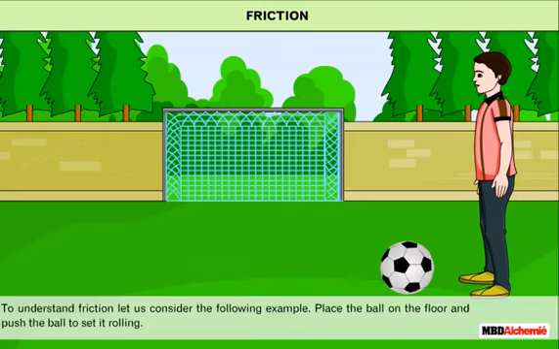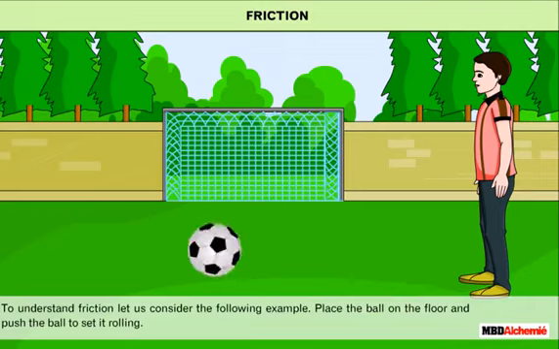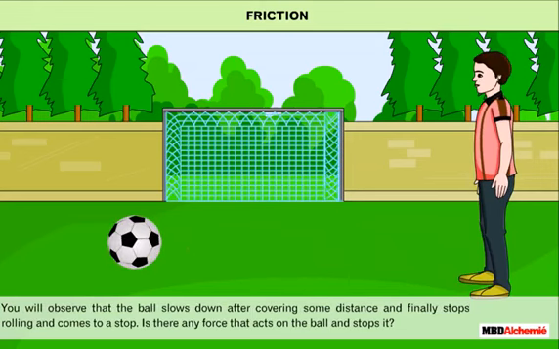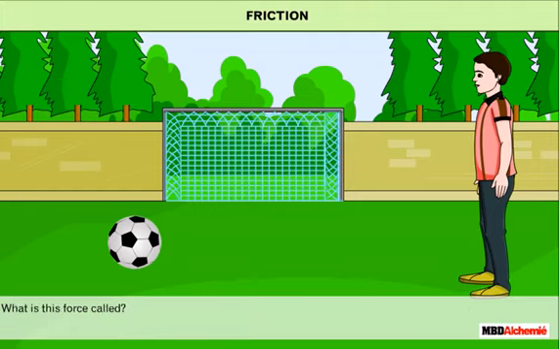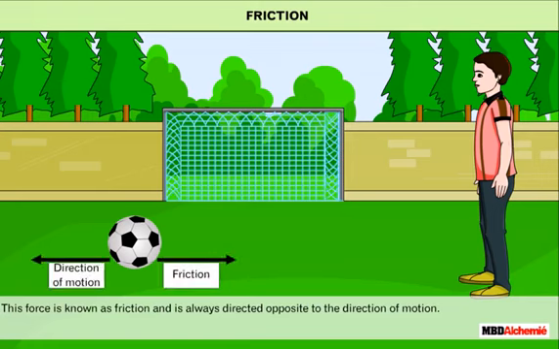Friction. To understand friction, let us consider the following example. Place the ball on the floor and push the ball to set it rolling. You will observe that the ball slows down after covering some distance and finally stops rolling and comes to a stop. Is there any force that acts on the ball and stops it? What is this force called? This force is known as friction and is always directed opposite to the direction of motion.